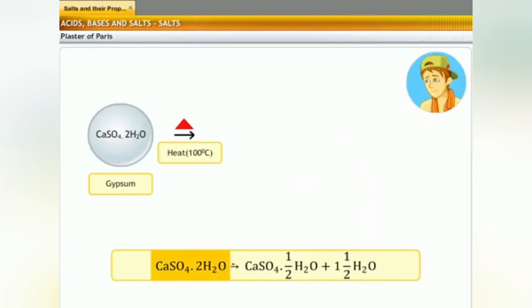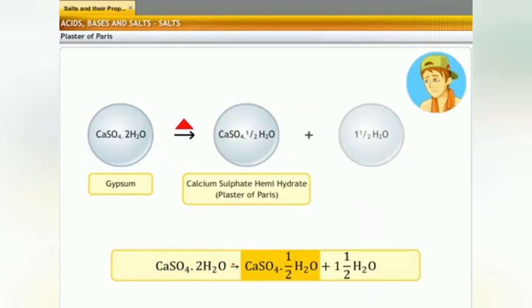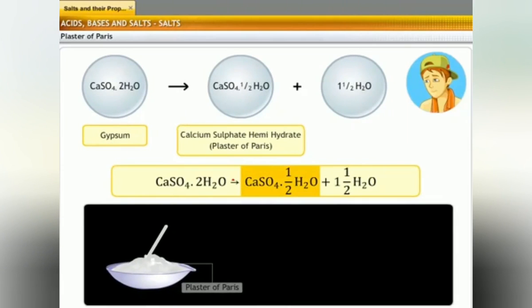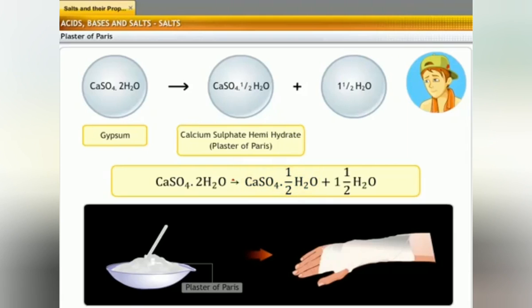Gypsum, when heated to 100 degrees centigrade, forms plaster of Paris, which is chemically called calcium sulfate hemihydrate, CaSO4·½H2O. This calcium sulfate hemihydrate, CaSO4·½H2O, sets and becomes a hard mass when mixed with water.